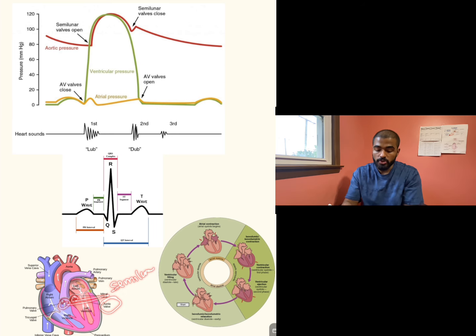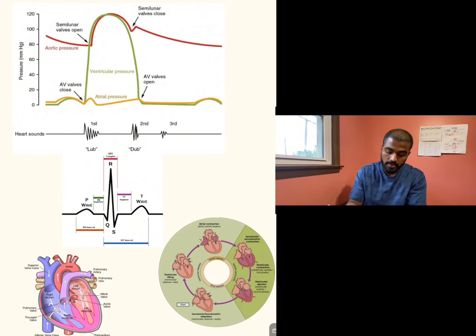Okay. So during atrial contraction, both of your AV valves are going to open up. So your tricuspid and mitral valves open up, letting the blood come into the ventricle. That's when the blood fills up the ventricles. And at this time, the ventricles are not contracting yet. But once the ventricles are contracting, then the tricuspid valve and mitral valve would close so that the blood won't go back into the atrium.